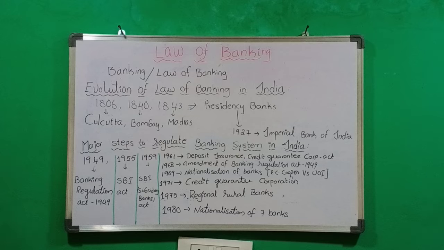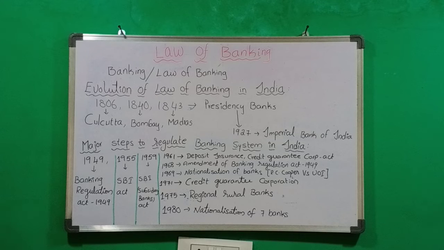Some major steps were taken by the government of India to regulate the banking system. So how did that take place? In 1949, enactment of the Banking Regulation Act. Next, 1955, enacting the State Bank of India Act 1955. From that, establishment of SBI took place.